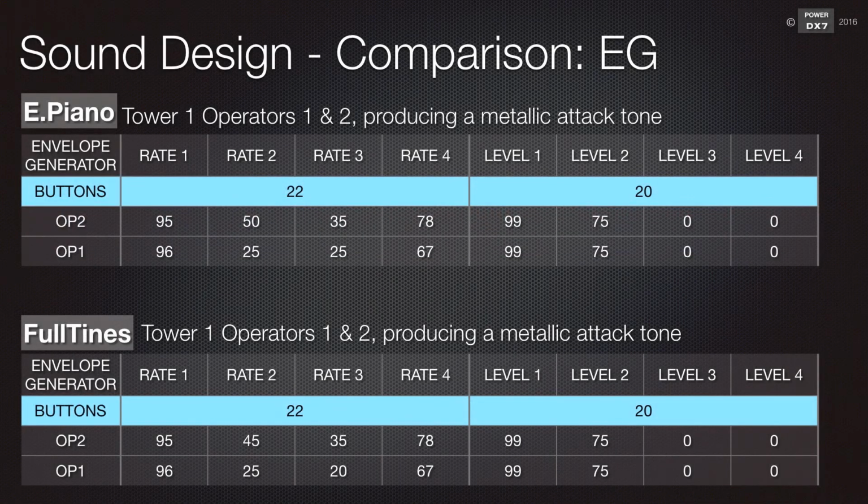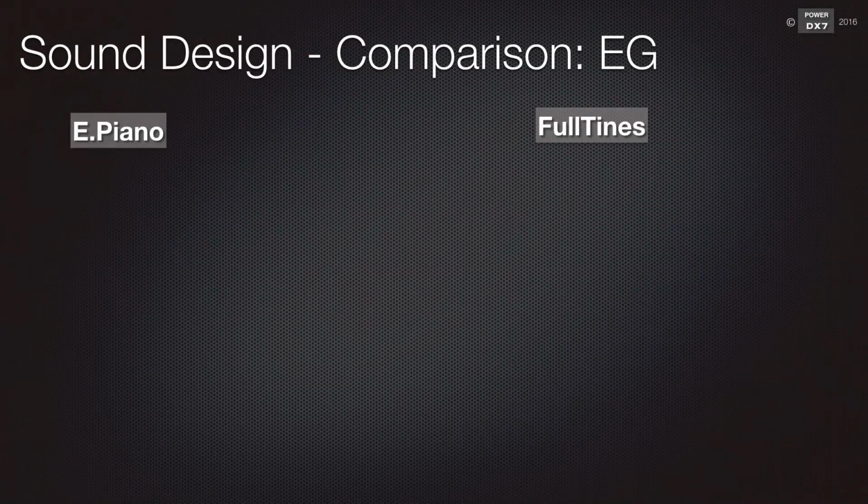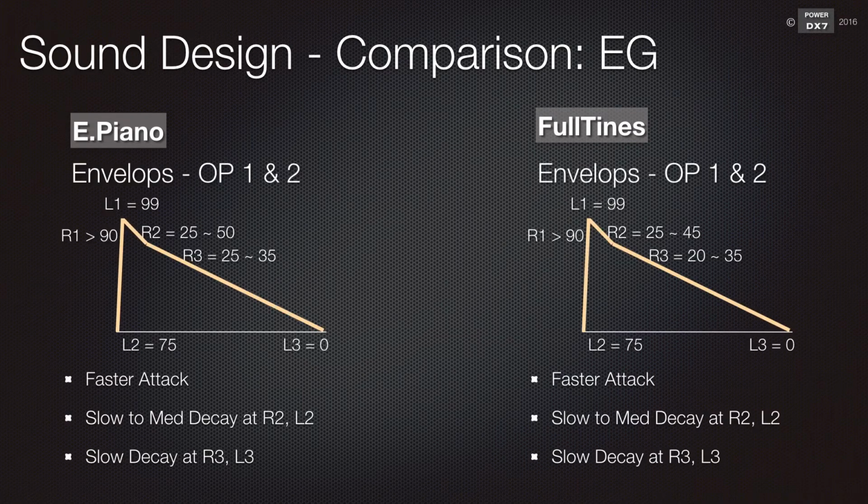Now, we will compare envelopes. When you look at those two tables, you notice that Tower 1 for those two patches are very similar. They both have 2 decay type envelopes. They both have the same purpose of generating the main metallic tone of an electric piano sound. We can visualize those envelopes.